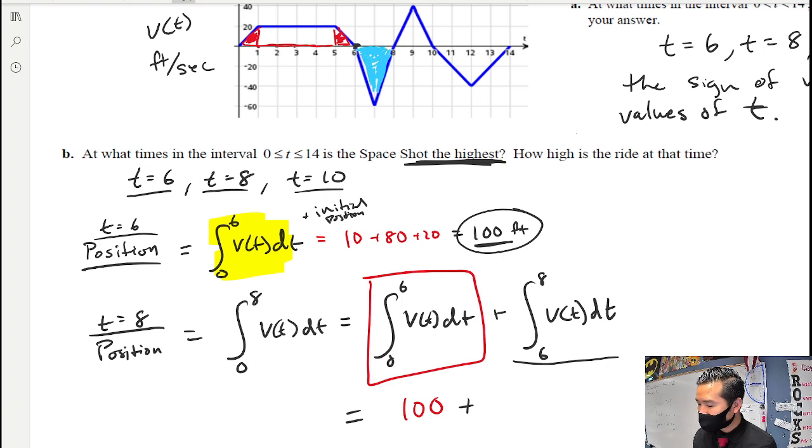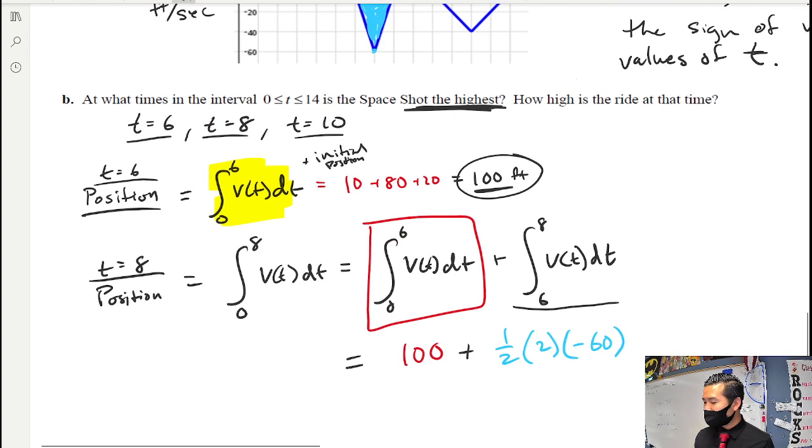Oh, the negative 60 height. Yep. So it's going to be 1/2 times 2 times negative 60. Where'd you get the negative 60 from? From the velocity. Yeah, you see it right there? That height right there is negative 60, down, right?